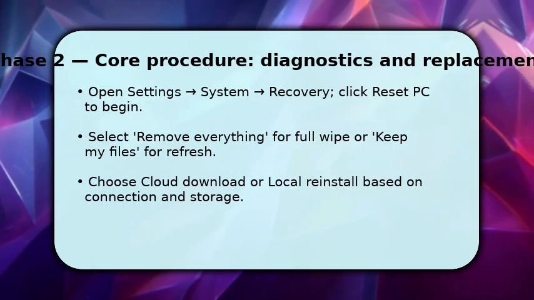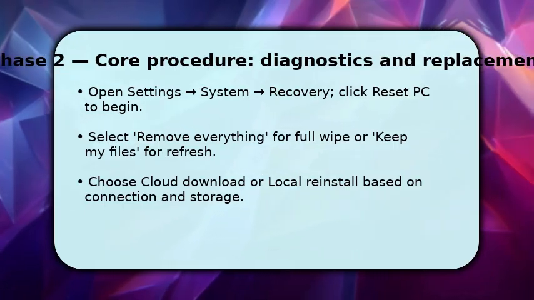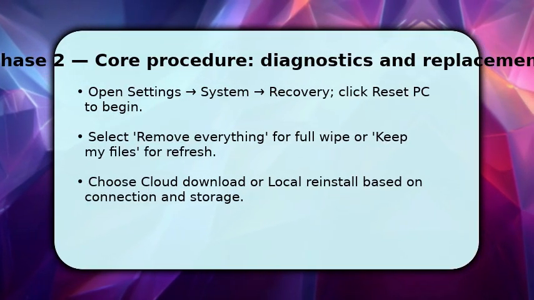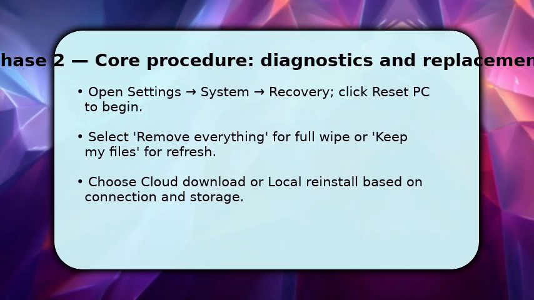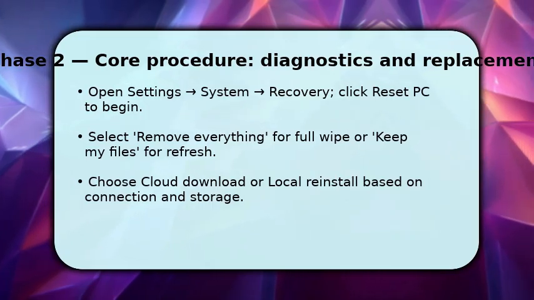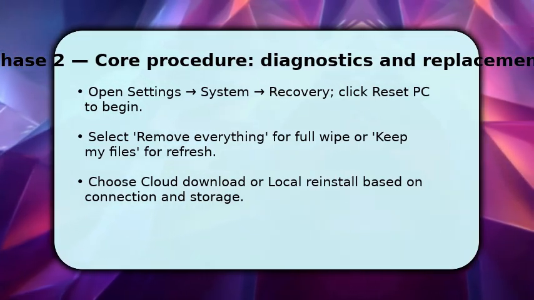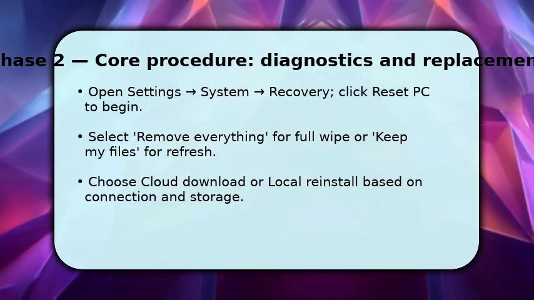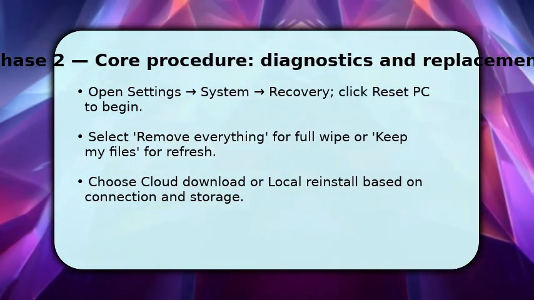Choose Remove Everything for a factory-like wipe, or Keep My Files to preserve personal data while reinstalling Windows. Then pick Cloud Download for the latest image if you have a good connection, or Local Reinstall to use the existing files. Cloud fixes corrupted local files, whereas local is faster and uses less data.